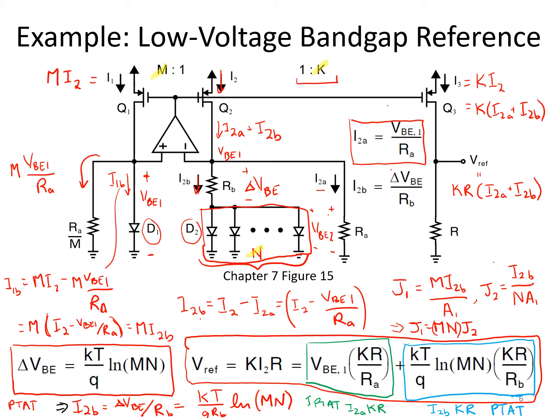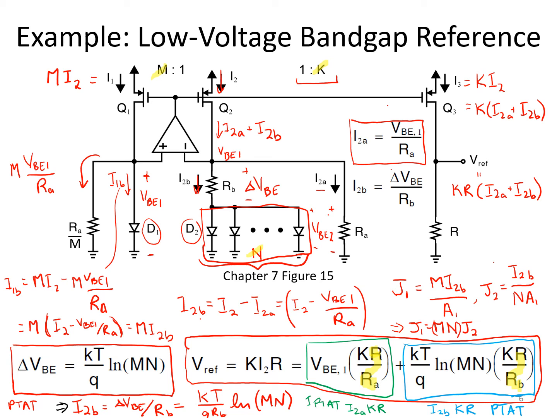And you've also got the ratios of resistor values, R over RA and R over RB. So as a designer, you select all these ratios in such a way that the temperature coefficient of the IPTAT term precisely cancels the temperature coefficient of the PTAT term. Now, you see that you've got more than enough degrees of freedom to do that.